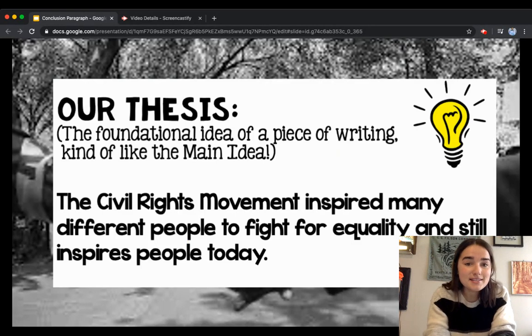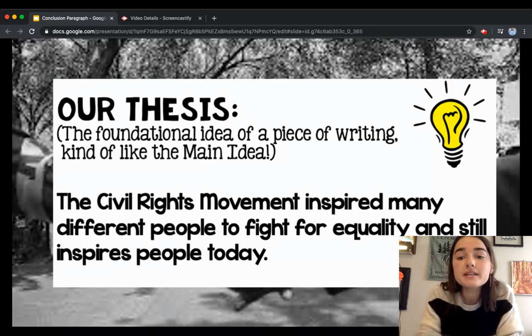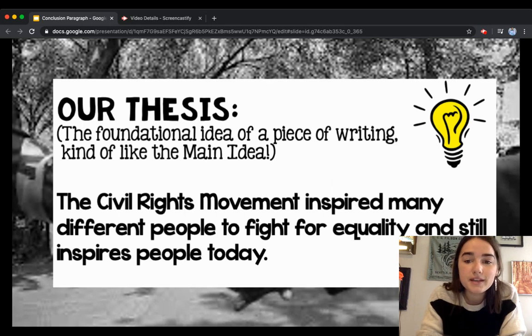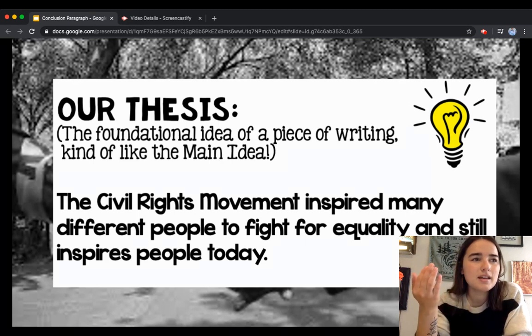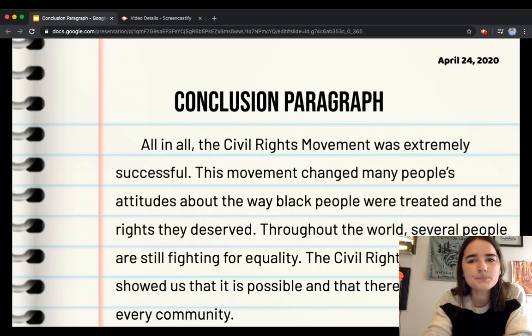Our thesis, the foundational idea of our essay, is the civil rights movement inspired many different people to fight for equality and still inspires people today. So we're not going to just copy that. We're going to find a different way to phrase that. Okay? So I need you to start thinking in your head, how can we say this using different words? How can we restate the same idea, but kind of flip-flop it a little bit?